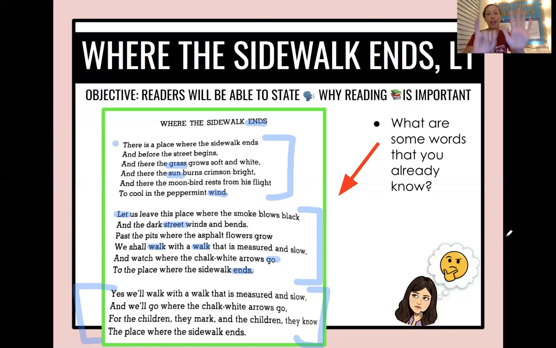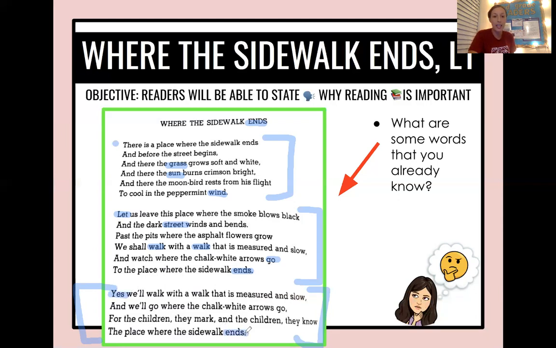You're reading the last part at the bottom, and you're thinking in your brain, what are some words that I already know without having to read the whole poem? Time's up. Let's see. You might have words that are different than what I already know, but that's okay. I see the word yes. We know the word yes.